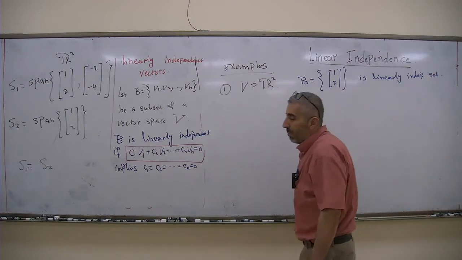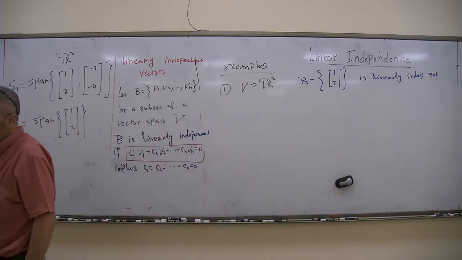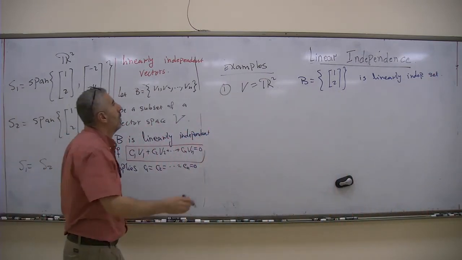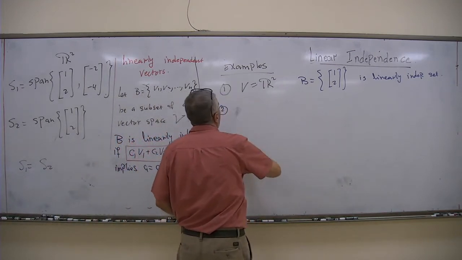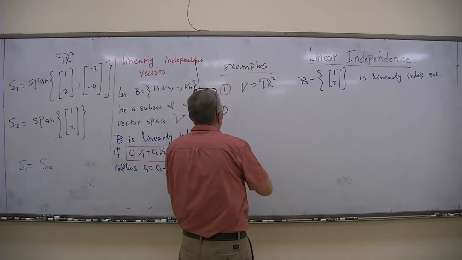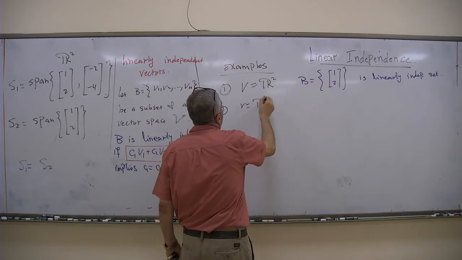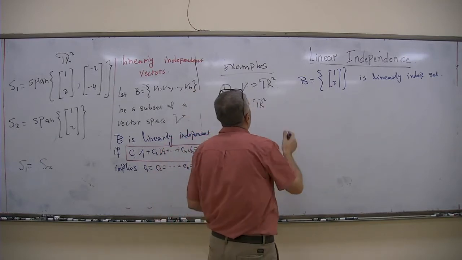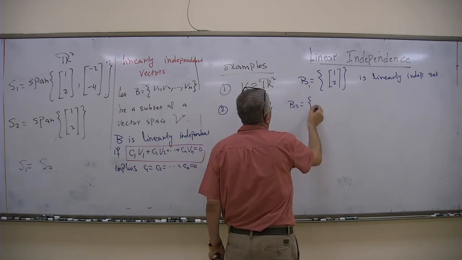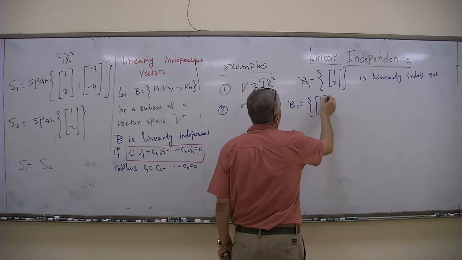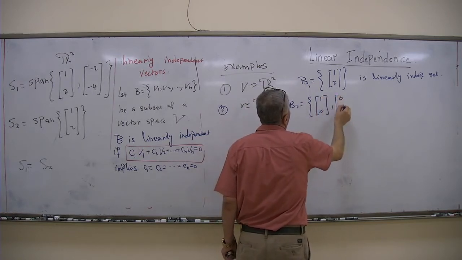It is a linearly independent set. 2. Again, V equals R2. And this is B1, this is B2, equals (1, 0), (0, 1).